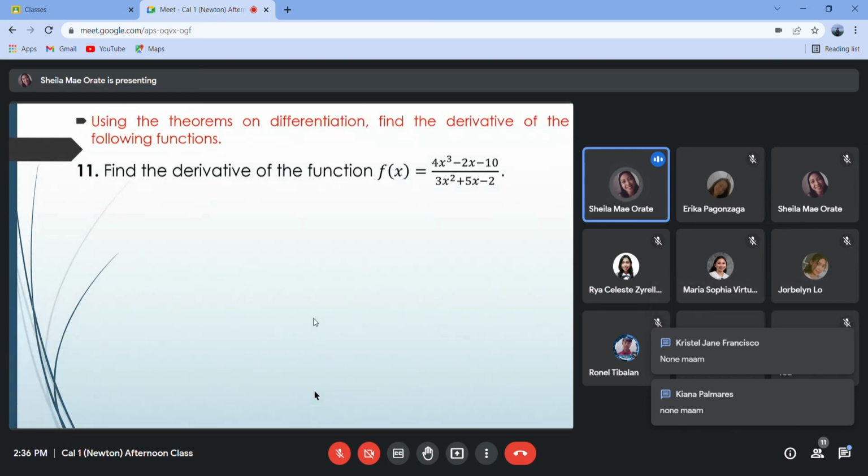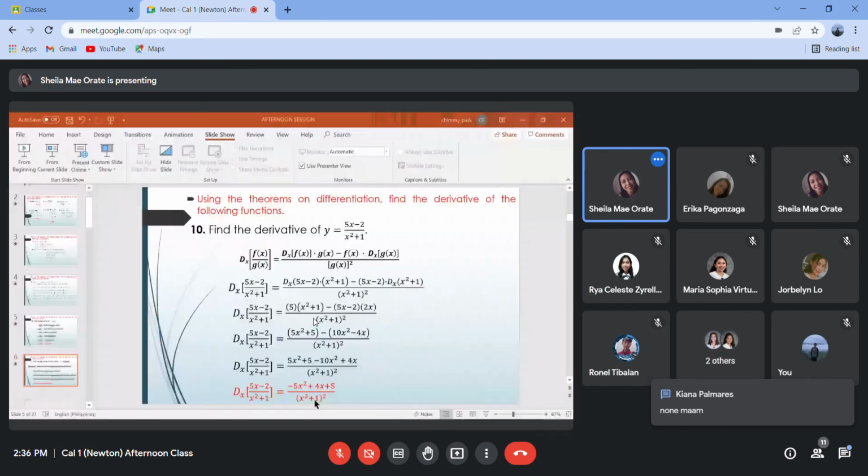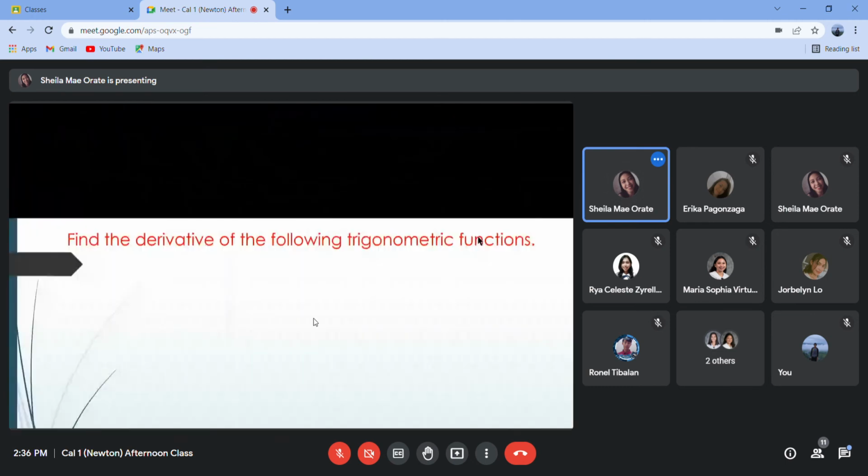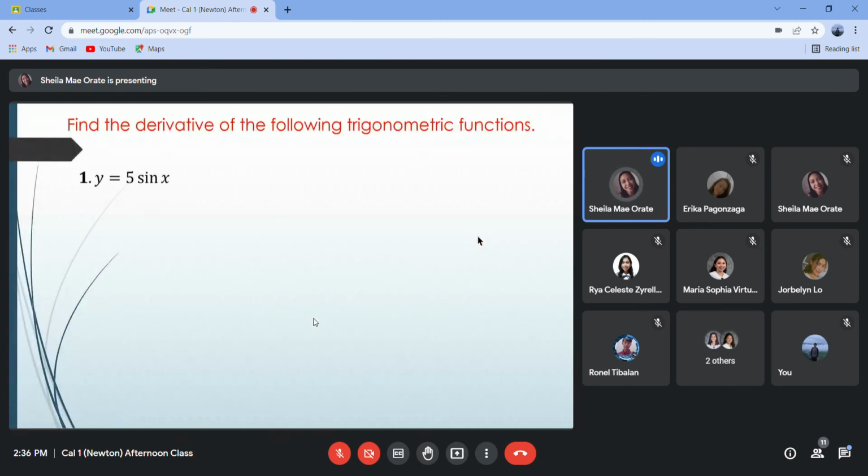Next, the derivative of trigonometric functions. We have here y is equal to 5 sine x. What do you think is the derivative of our function 5 sine x? Okay, Kiana answered 5 cosine x. Very good. Our answer here is 5 cosine x.